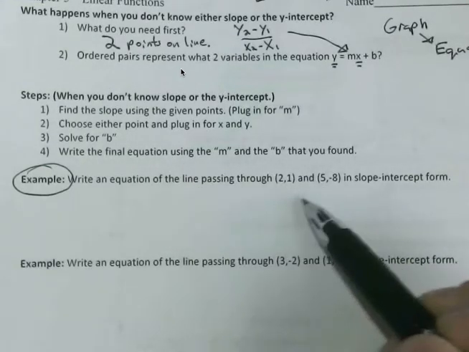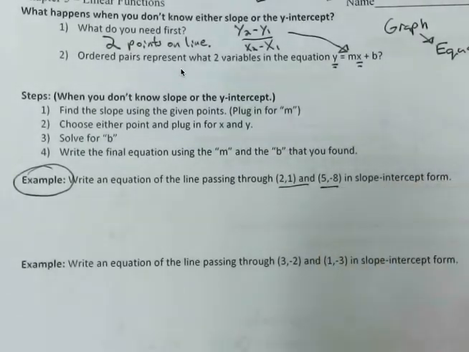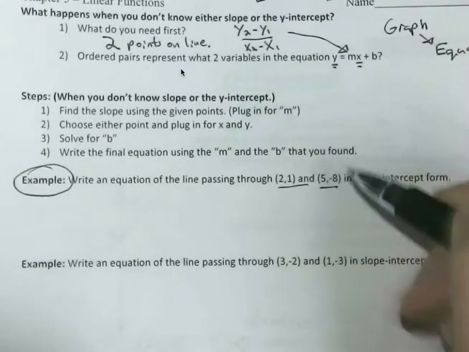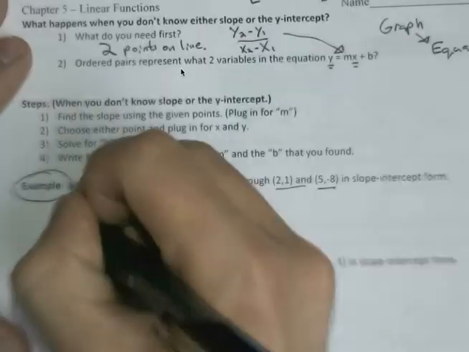We can choose either point and plug in for x and y, solve for the y-intercept, then write the final equation. So with this example seen here, we have these 2 points, (2, 1) and (5, -8). And we're trying to write this in slope-intercept form. Notice that neither of these are the y-intercept. So let's follow through. Slope first. So this is the first step.